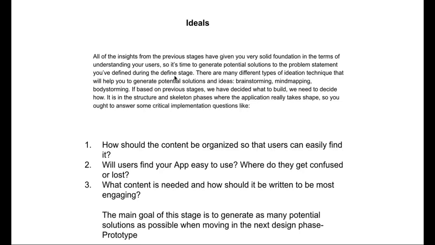If, based on previous stages, we have decided what to build, we're going to need to decide how. It is in the structure and skeleton phases where the application really takes shape. So you need to answer some critical implementation questions like, how should the content be organized so the users can easily find it? Will users find your app easy to use, or will they get confused and lost? What content is needed and how should it be written to be most engaging? The main goal of this stage is to generate as many potential solutions as possible when moving into the next design phase, and this will be prototyping.